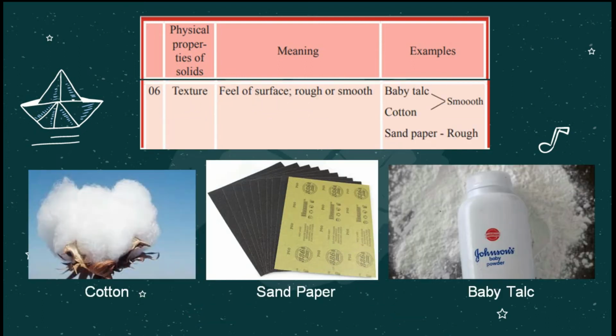Next. Physical properties of solids: texture, meaning feel of the surface, rough or smooth. Example: baby talc, cotton, smooth; sandpaper, rough. As you can see in the picture, cotton, sandpaper, baby talc.